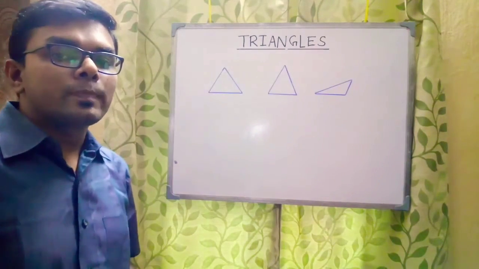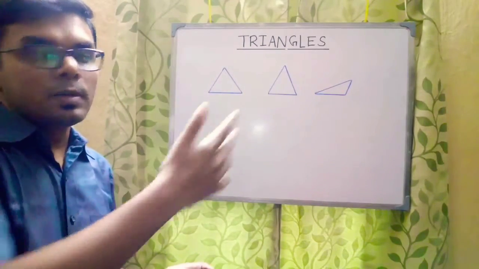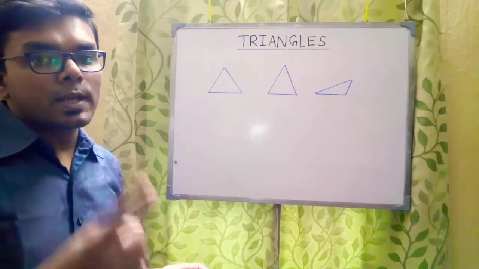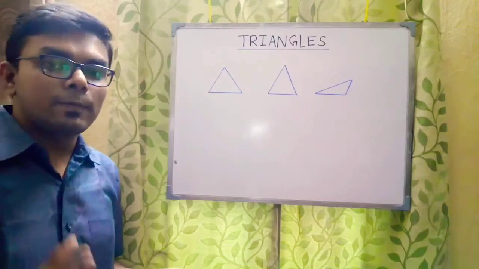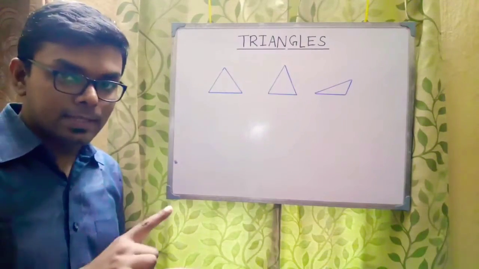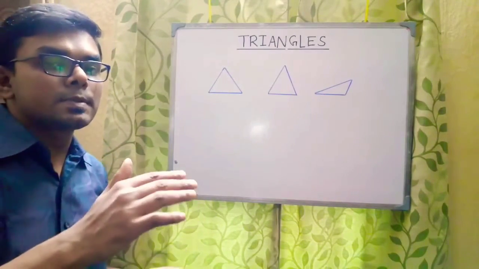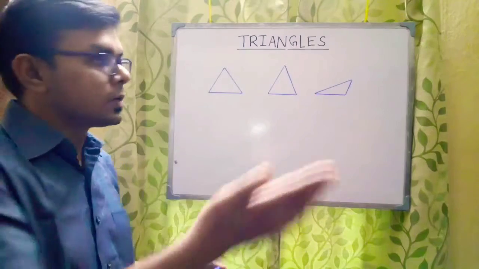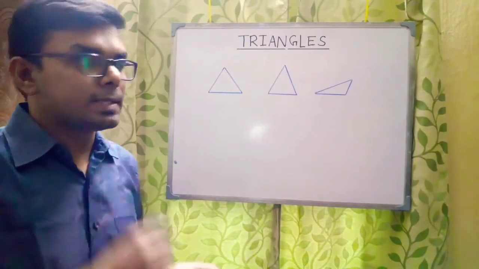We now come to types of triangles. Here again I have drawn three triangles. Now I am going to discuss types of triangles based on their sides. We can have types of triangles based on sides as well as based on angles. The types of triangles based on angles, I will discuss later on. So first I start with types of triangles which are based on sides.